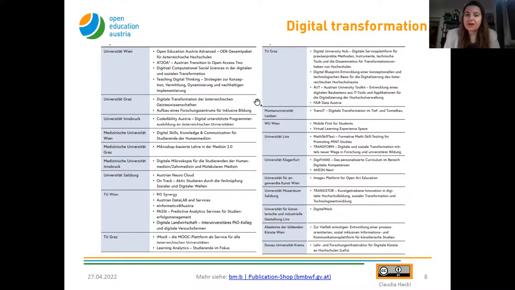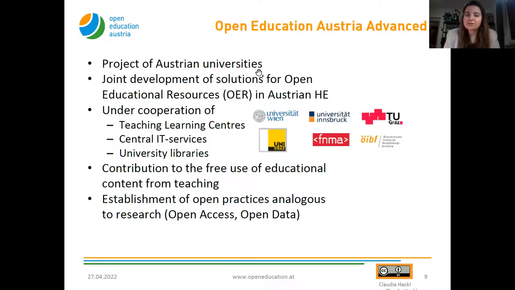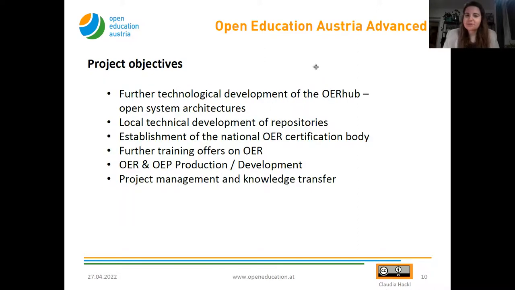We're Open Education Austria Advanced, the central OER project in the Austrian higher education sector. We are a project of several universities in Austria, a joint development of open solutions for OER. And we are a cooperation of e-learning centers, central IT services, and university libraries, with the aim of contributing to the free use of educational content from teaching in the university sector. And we're also trying to establish open practices analogous to research, such as open access and open data, so also the open education concepts.